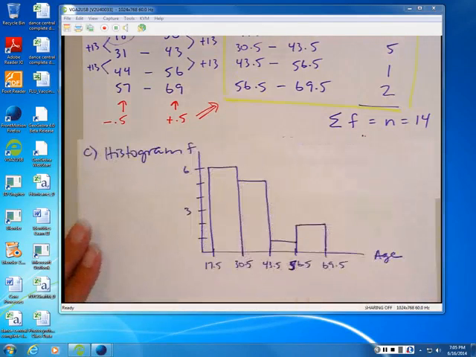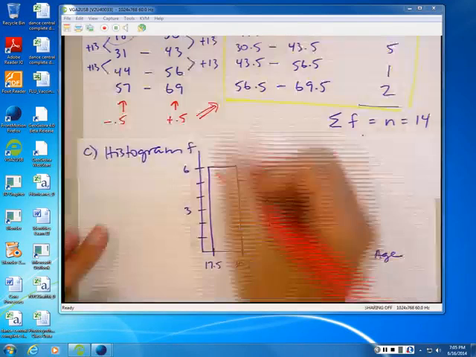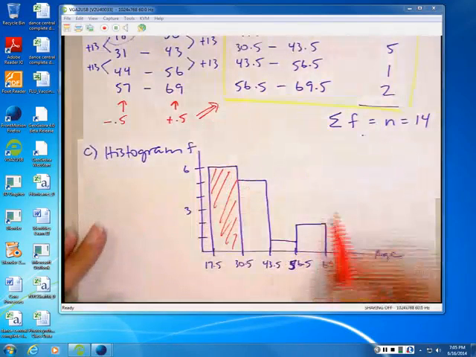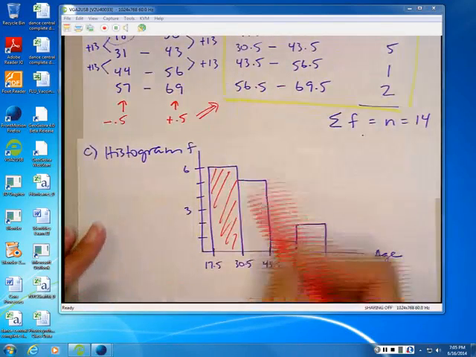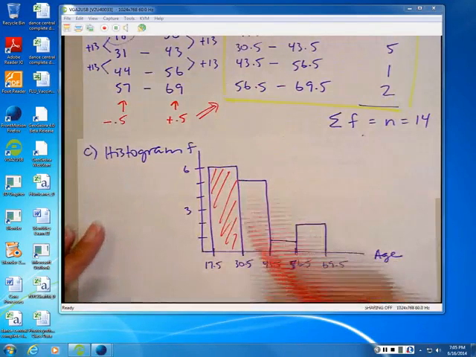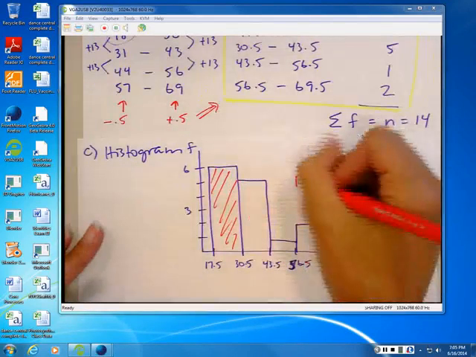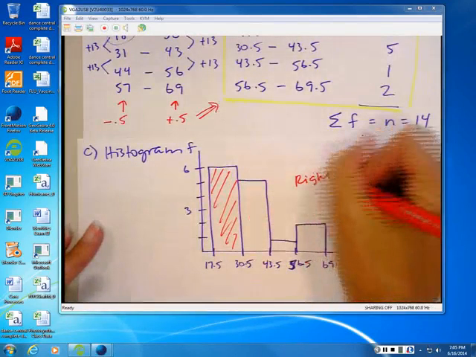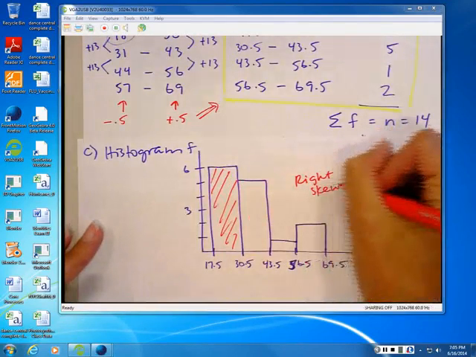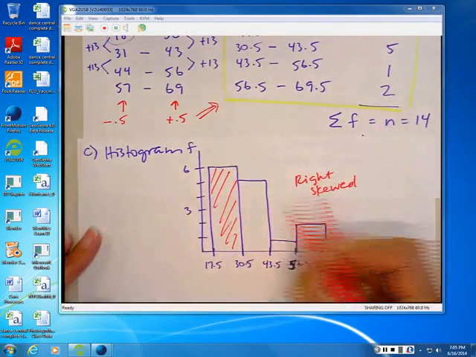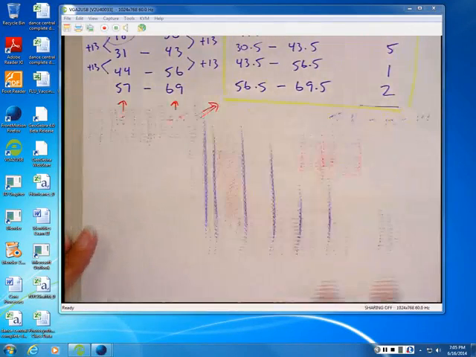So there's my histogram. You can see that my peak happens to be here. So my peak is in that first class, but all of the rest of my data is to the right of it. We call this histogram right skewed, because most of the bars are to the right of the peak.